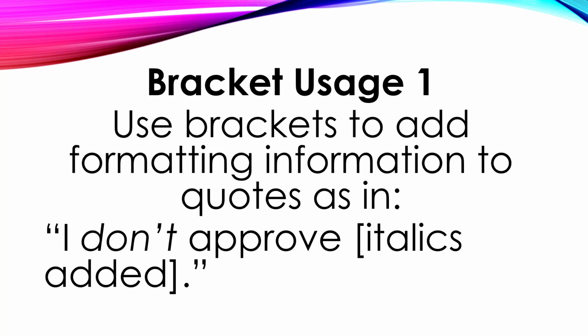Let's look at bracket usage. Use brackets to add information or formatting information to quotes, as in, "I don't [italicize] approve." And then in square braces or brackets, you put italics added. This is an indication to the reader that the italics were not in the original quote. And notice this is a quote, it's in double quotes. So I am taking a quote, and then I'm adding italics, and I'm putting a little note to the reader that, hey, I added these italics. They weren't in the original quote.